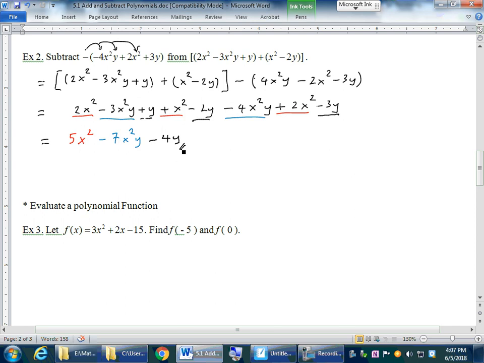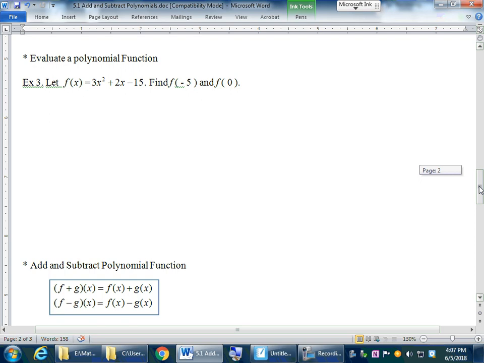Now we're going to look at evaluating polynomial functions. So recalling a little bit on functions, and then we're going to learn new notation, which is two functions adding, two functions subtracting cases. So let's say the first example is asking you to find f of negative 5. So that means I want to evaluate when the input is negative 5. So 3 times input squared plus 2 times input minus 15. Remember, this is how I taught you to write it out. And then plug in where your input is, negative 5, negative 5.